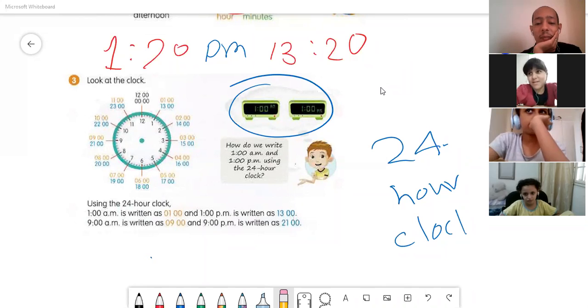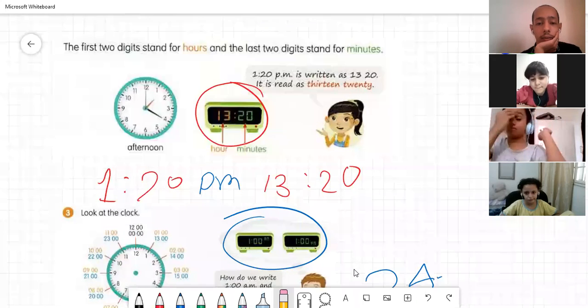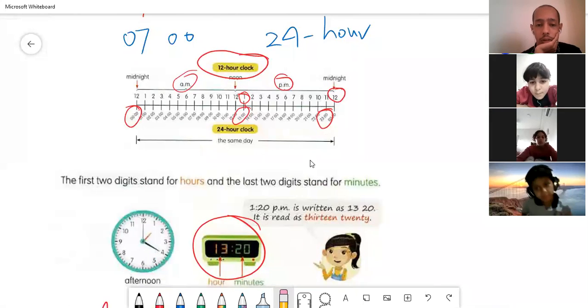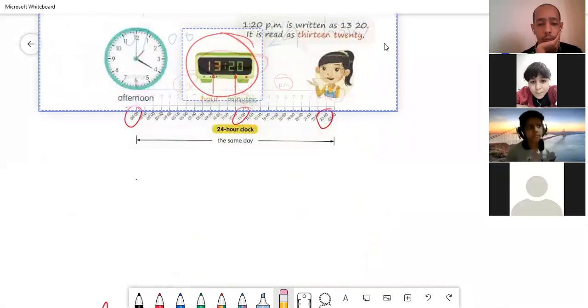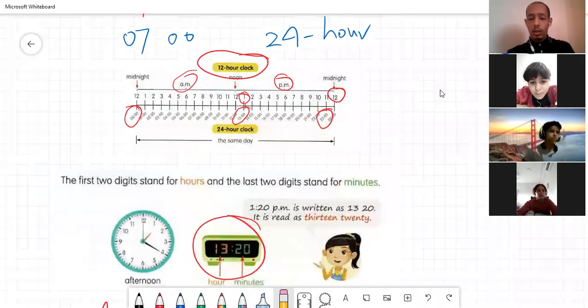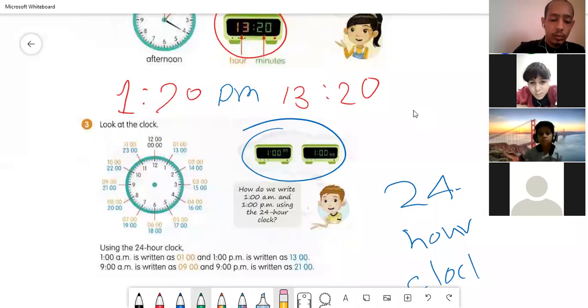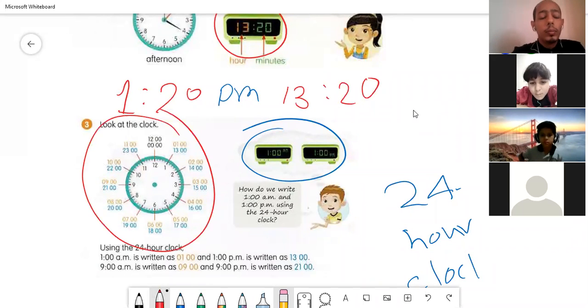Okay. Listen carefully. As we said, we have the 12-hour clock and we have the 24-hour clock, right? So here with this clock, you see it? With the 12-hour system, what is this?